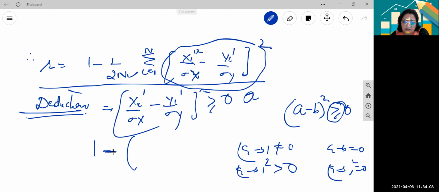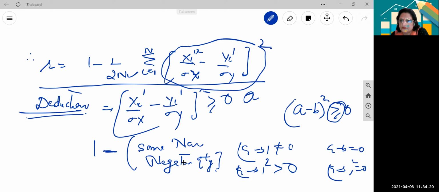इसका मतलब एक में से जो माइनस कर रहे हो, that is some non-negative quantity. You are subtracting 1 from a non-negative quantity. इसका मतलब the quantity will be, जब एक में से कुछ माइनस हो रहा है और वो माइनस हो रहा है जो पॉजिटिव है, right?